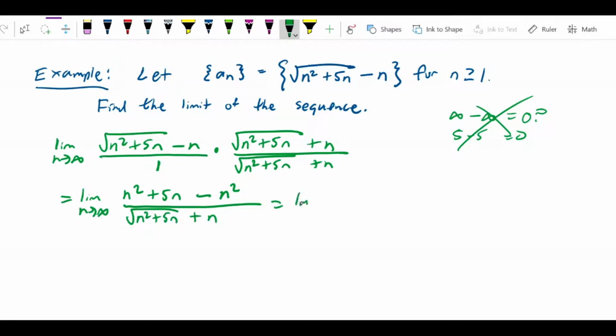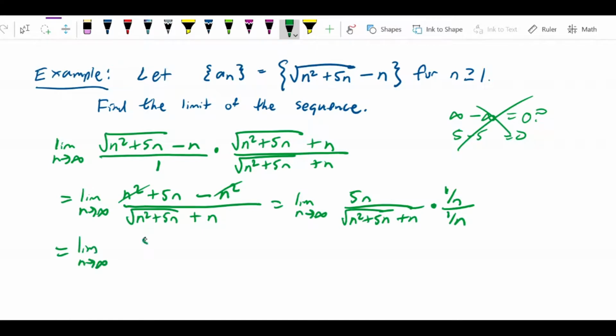That equals this limit, which is going to be 5n over, because these cancel, the square root of n squared plus 5n plus n. So to evaluate this, what I want to do is multiply it by 1 over n over 1 over n. And that's going to give us the limit as n approaches infinity of, we can easily see that on top that comes out to 5.